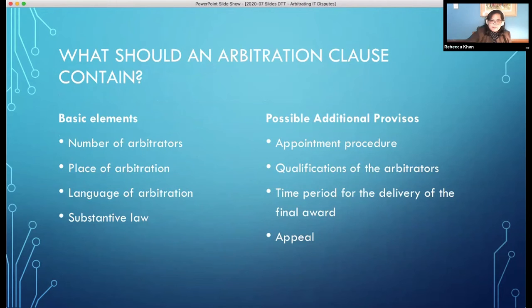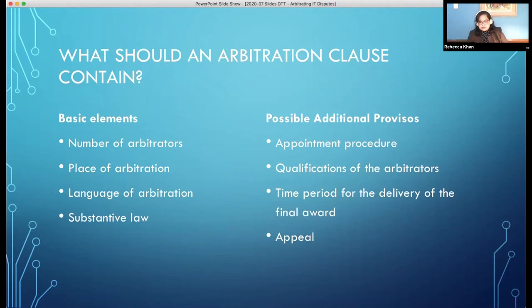So breaking down that sample arbitration clause, you have your basic elements. We saw the basic elements reflected in that sample arbitration clause. You have the number of arbitrators, and whether to choose one or three. It always has to be an odd number. You could even go up to five, but that would be costly, time-consuming, and unnecessary. So typically, arbitral tribunals are composed of one arbitrator or three arbitrators. You want an odd number so that there's no tie.